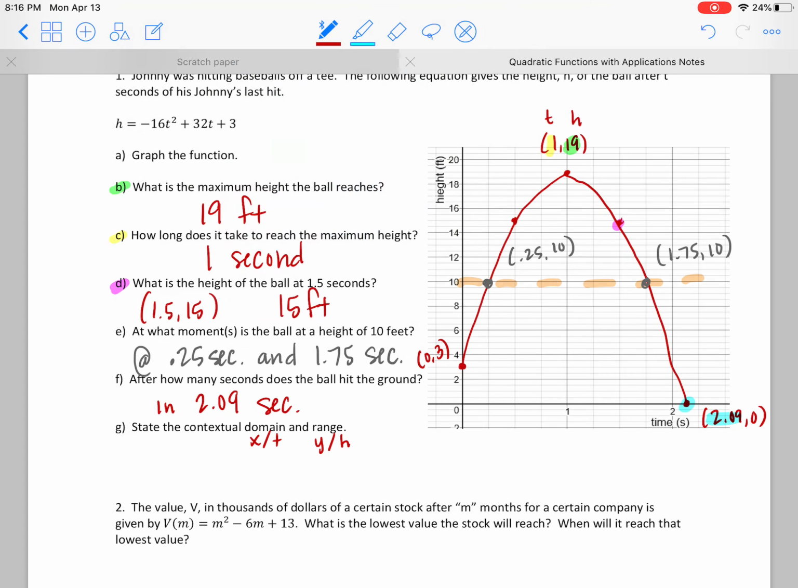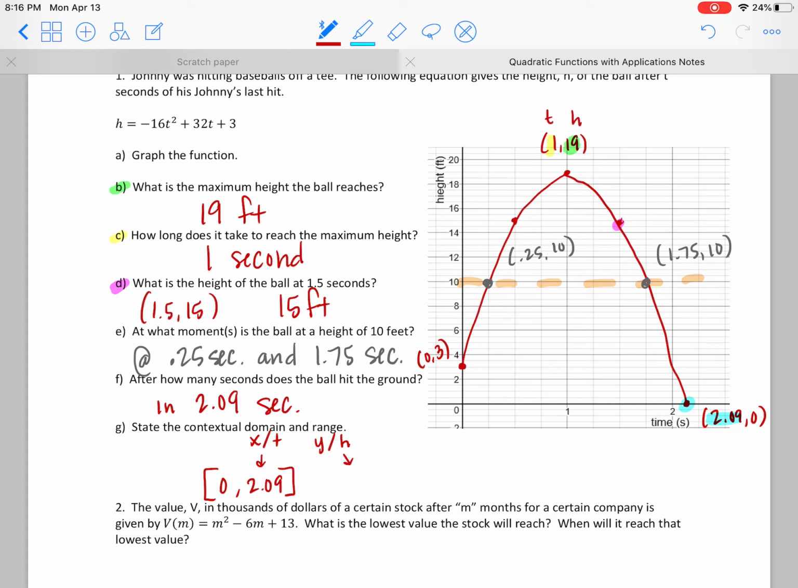So domain, the times, the smallest time to the largest time. The smallest time that's reasonable is 0 seconds. And the largest time that's reasonable is 2.09 seconds, because after that the ball's on the ground, nothing's happening. So from 0 to 2.09, and we can include those endpoints.